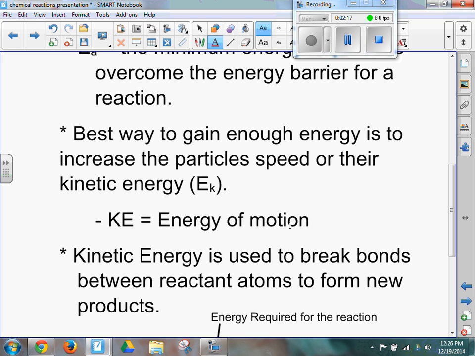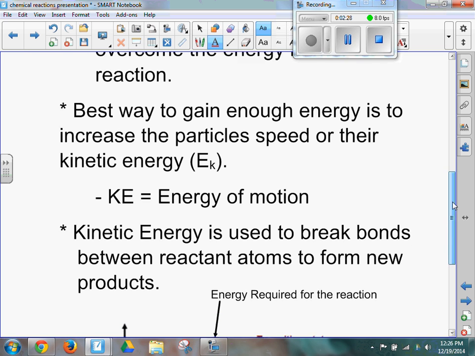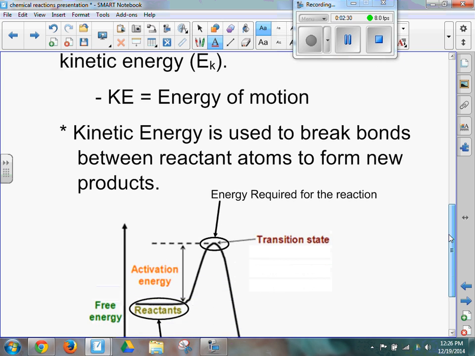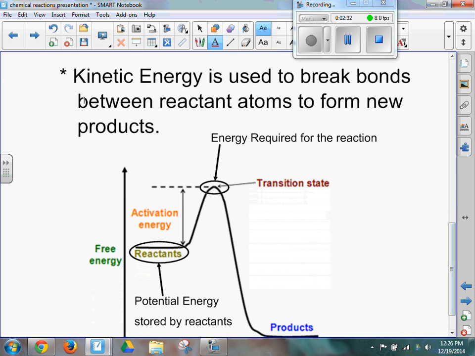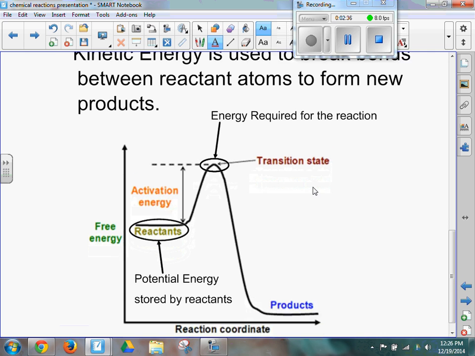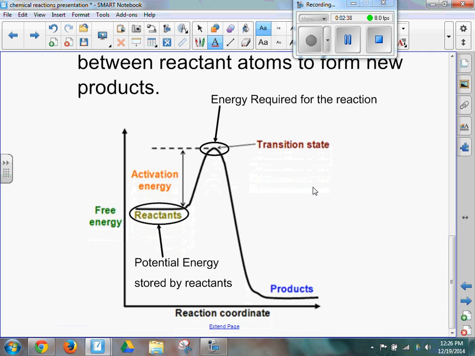But that's really what we're going to try to do, is to increase the kinetic energy, which should increase the force with which the reactants come into contact with each other. So that's the main goal of adding kinetic energy. So kinetic energy is used to break the bonds between the reactant atoms to form new products. So here's a graph that kind of shows what we're describing here.